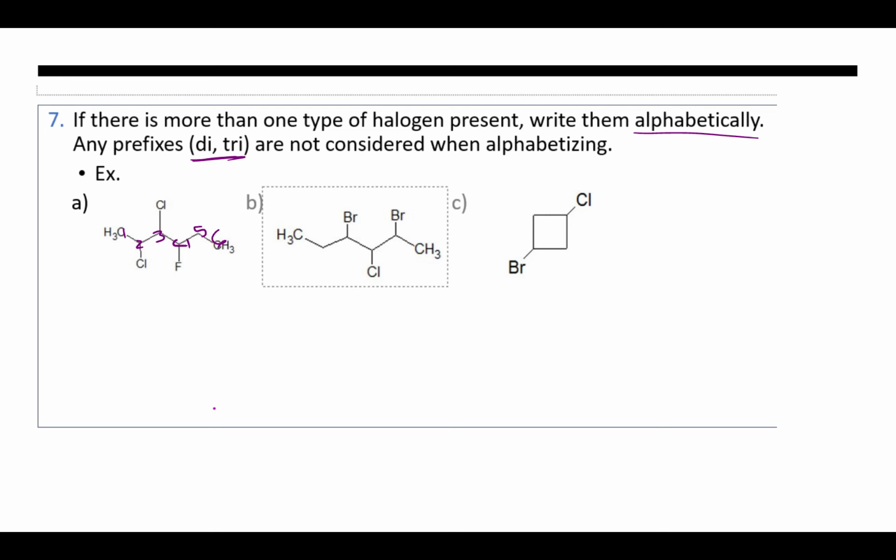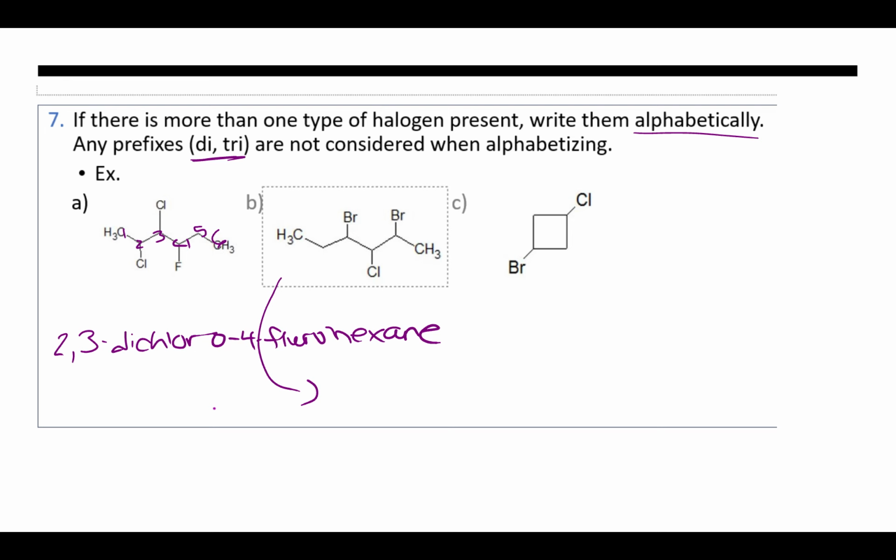And I do have chloro and fluoro to place. Alphabetically, C will be before F. So I would write this out, 2,3-dichloro. Then I have on carbon 4, fluoro. And then my 6 carbons in my main chain would be hexane. So they're getting a little longer.